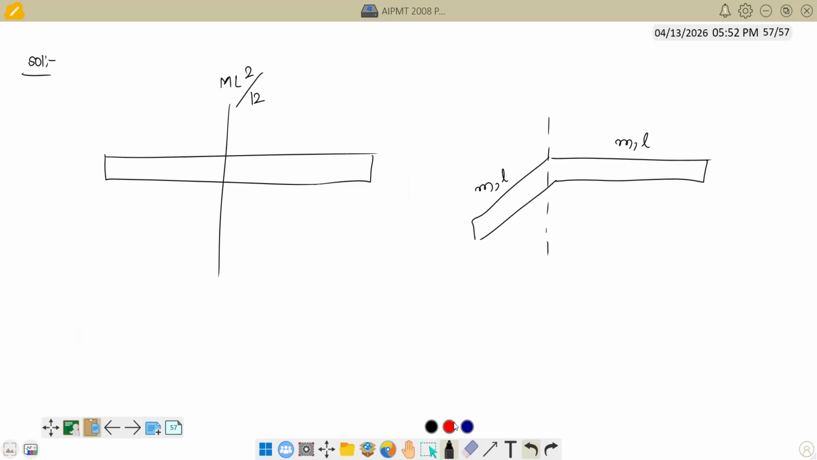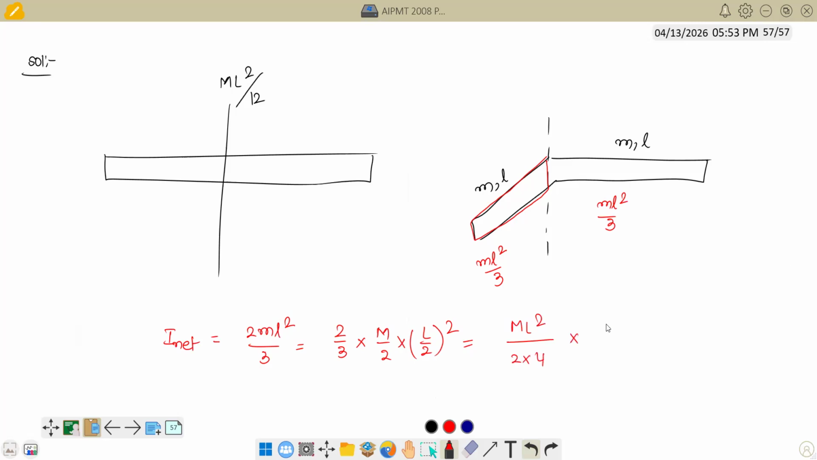Right now, for this small section, this axis is like the moment of inertia of a rod about the corner. So it will become mL square by 3. Because of this also at the corner, mL square by 3. So the I net value would become simply 2 mL square by 3. So 2 by 3, the mass of half of this would be m by 2. The length of half of it would be L by 2 whole square. So you will get mL square by 2 into 4 into 2 by 3. So 2 would get cancelled. You will get it as mL square by 12.